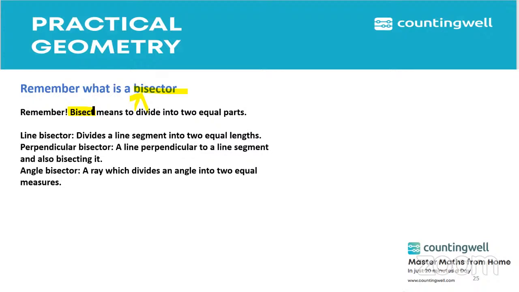Same for the case of an angle. Whenever you are bisecting an angle, you are constructing a ray which is bisecting that angle. After the construction of the angle bisector, you have to make sure that the two angles formed are of equal measures. So a line bisector will divide a line segment into two equal lengths. A perpendicular bisector will be perpendicular to the line segment but also bisect it. An angle bisector is a ray which divides an angle into two equal measures.